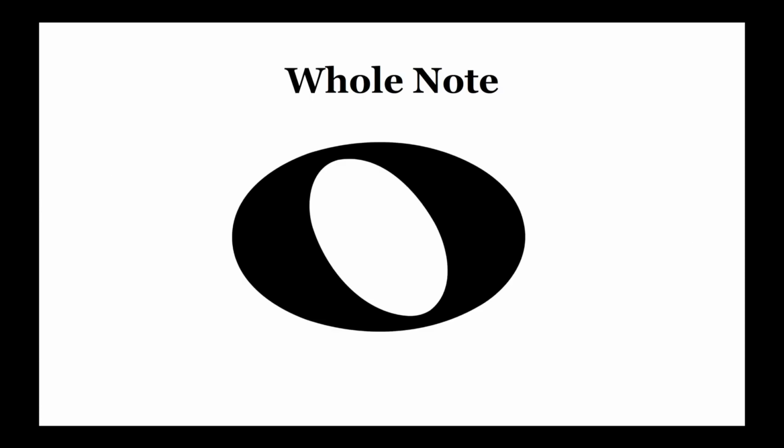This is a whole note. This is the largest note value we have, meaning it takes up the most time or space in the music. A whole note is just a note head that is not filled in. Here we see our whole note at the top of our note rhythm tree. We will get more into that later.